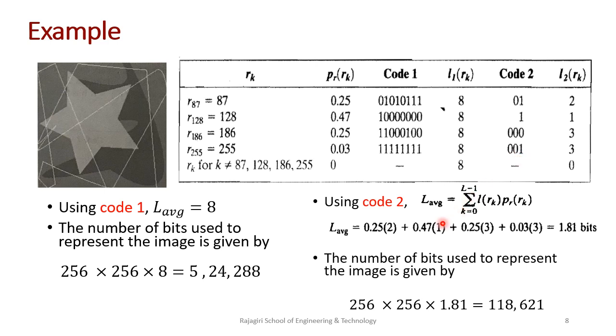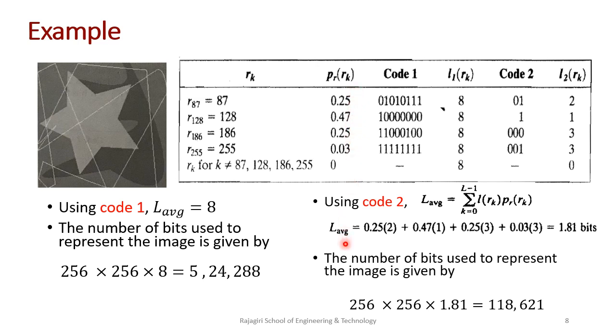So the average number of bits used to represent each pixel is given by summation over k, L of Rk into P of Rk, where L of Rk is the number of bits used to represent each intensity level and P of Rk is the probability of finding each intensity level.